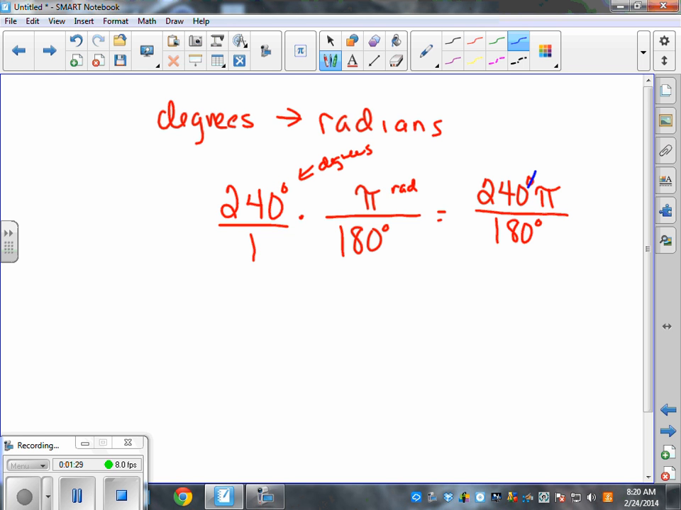First thing I can do is cancel out the degrees, because those are the same units. Then I have 240 over 180. I can also divide both of those by 10 and get to 24 over 18. And then I can realize that both of those numbers are divisible by 6. 6 goes into 24 4 times, so I get 4 pi, and 6 into 18 is 3. So 240 degrees is the same thing as 4 pi over 3.